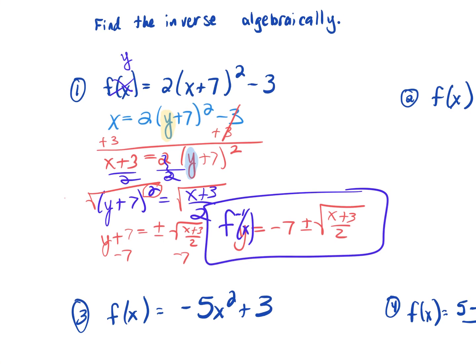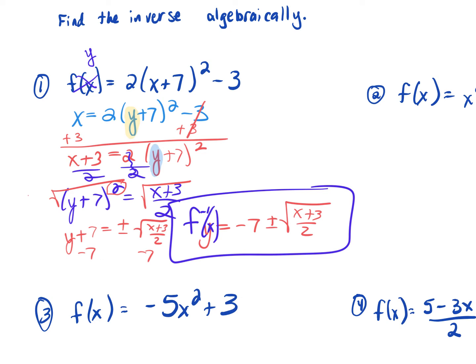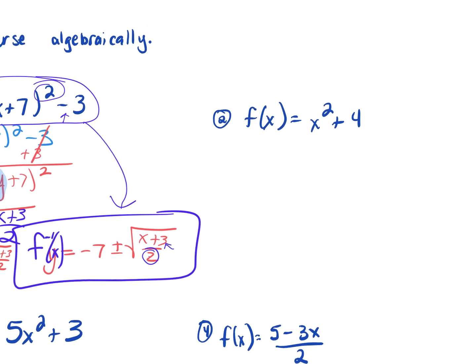But go ahead and look and see if everything is opposite. If in my original, I'm adding 7, in the inverse, I have a negative 7. In the original, I'm squaring. In the inverse, I'm taking the square root. In the original, I'm subtracting 3. In the inverse, I'm adding 3. And in the original, I'm multiplying by 2. In the inverse, we're dividing by 2. So it's just a good little thing to go back and check.